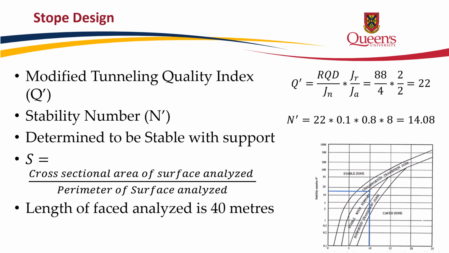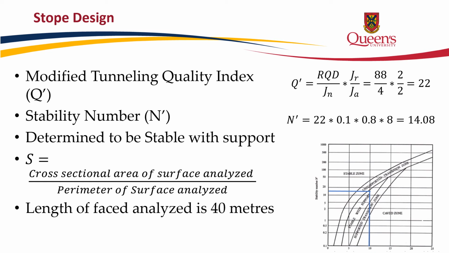For deposits with 2 joint sets, the joint set number is equal to 4. The joint roughness number, JR, is equal to 2, as the deposit roughness is defined as smooth and undulating. JA, the joint alteration number, also has a value of 2, as the deposit bears slightly altered joint walls with sandy particles. The stability graph method is used to assess stope stability and design dimensions.